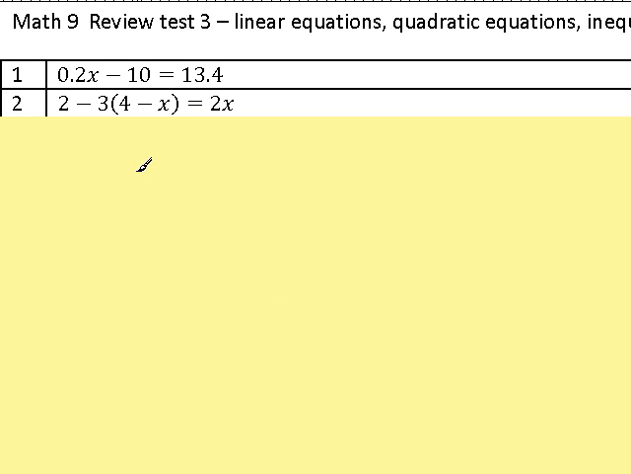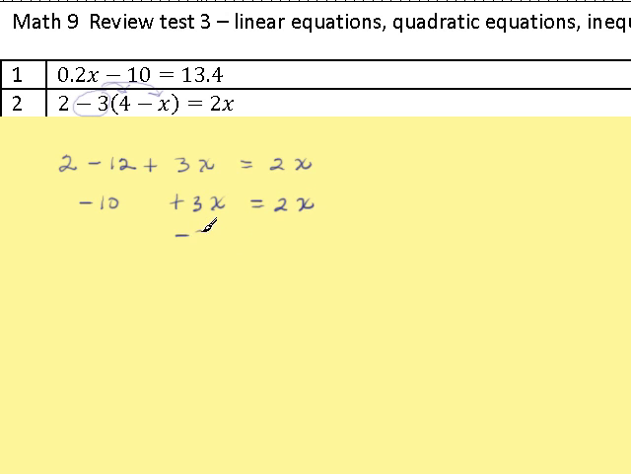In number 2, we have some simplifying to do on the left-hand side. We're going to be multiplying through by this negative 3, like this and like this. So let's do that. So we have 2, and there we have minus 3 times 4, that's minus 12. Then minus 3 times minus x, that's plus 3x, is equal to 2x. Let's continue simplifying. Subtract 2 minus 12, so we have minus 10 plus 3x is equal to 2x.